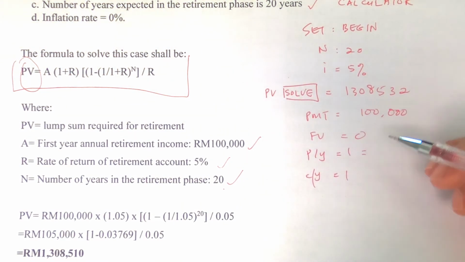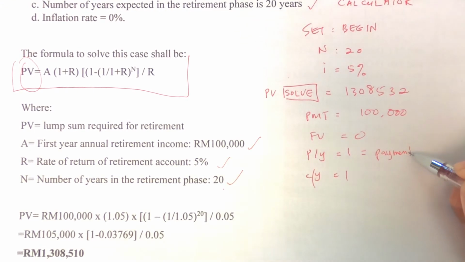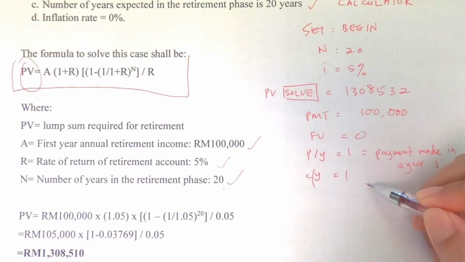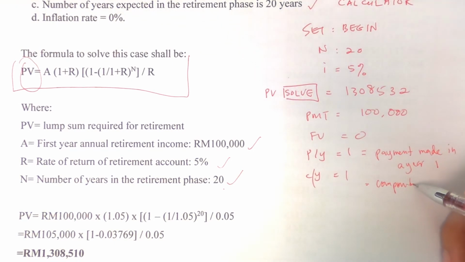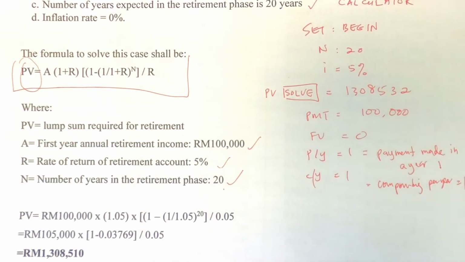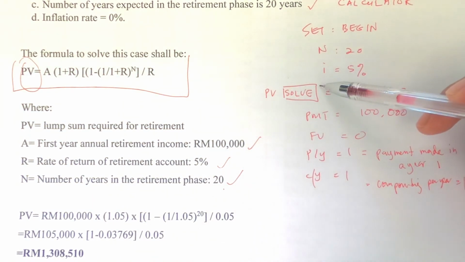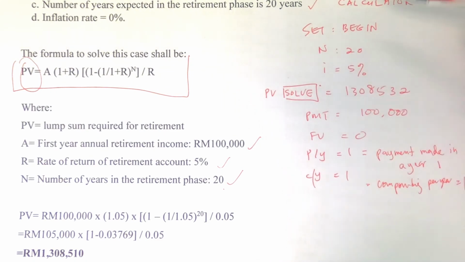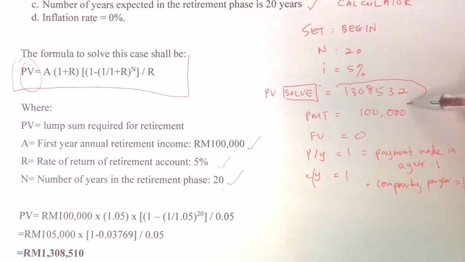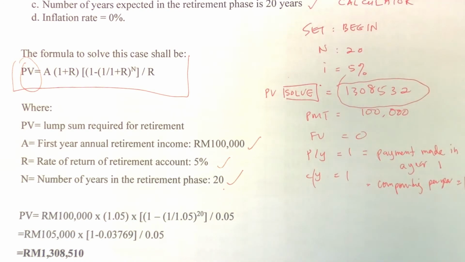P/Y means that the payment made in a year is just once, and the compounding per year is also 1. So once you go to PV and solve, you get this figure, which is quite close to the one in this answer.